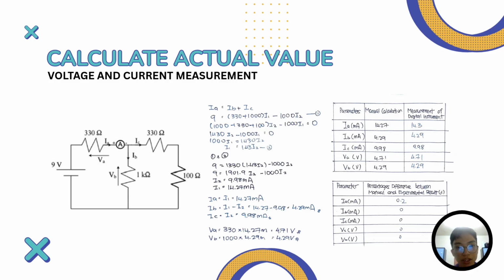current A 14.27, current B 4.29, current C 9.98, voltage A 4.71, and voltage B 4.29.